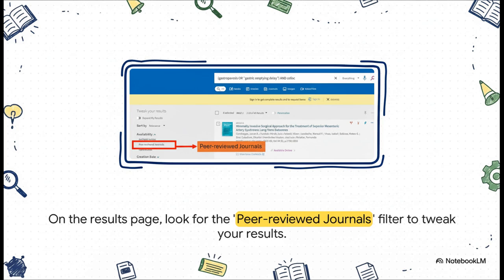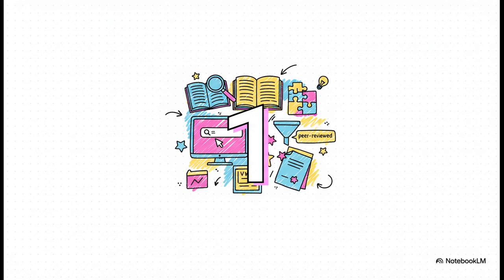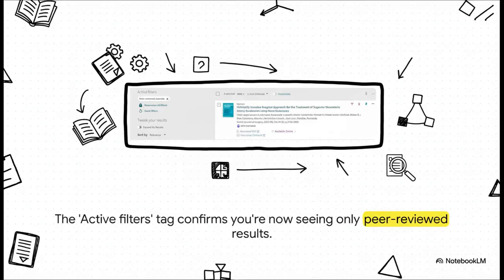The most important one for our quest is right here, the filter for peer-reviewed journals. And what's kind of wild is that getting to those really high-quality, academically solid sources, it all comes down to this, one single click. That is literally all it takes to completely transform your search results. And boom, just like that, you did it. You see that active filters tag? That's your confirmation. You're now only seeing articles from peer-reviewed journals. This is the absolute gold standard for academic research, because it means other experts in the field have already checked these sources for quality and accuracy.